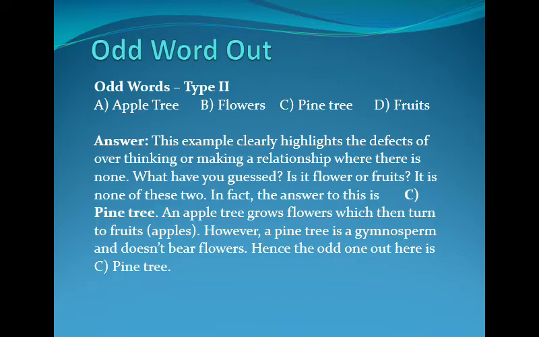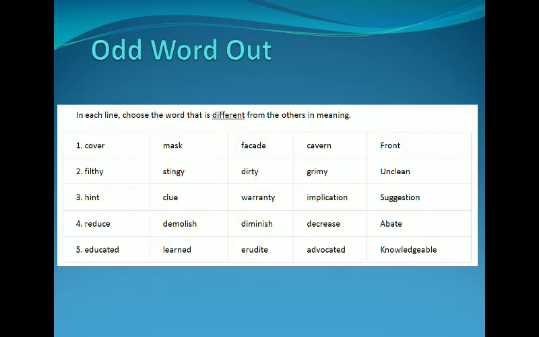It doesn't bear flowers, whereas in all the other 3 choices, you can see that there is a growth, and then the final product is a flower or a fruit, whereas a pine tree doesn't grow any product. It only has leaves, right? Okay, so C is the odd word out in this case. Let's have a look at a few more sets of words.